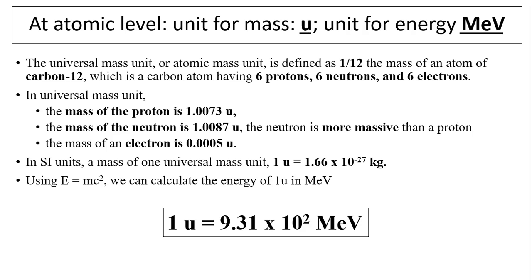We can use E equals mc squared to convert this U into joules. Then we can convert joules into electron volts and convert electron volts to mega electron volts. You will have this result, 1U equals 9.31 times 10 to the 2 mega electron volts.